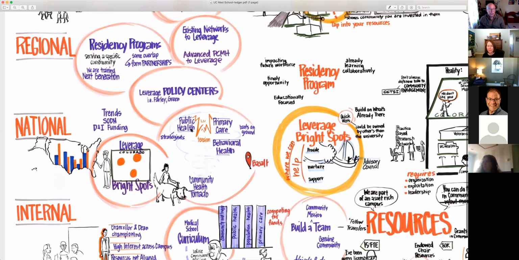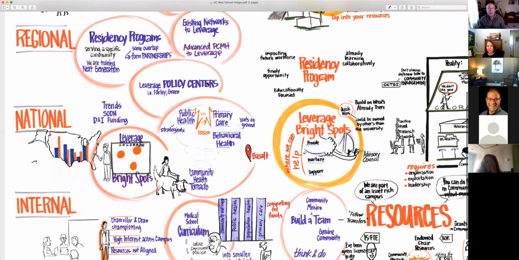There was this sense then, moving to the national level, of how do we leverage our partners and policy centers. The Farley Center and the Larry Green Center both came up, and how we might be able to take advantage of what became talked about as bright spots in Colorado. So places where there are developing or already well-developed community and primary care partnerships that we could shine a light on, put some wind in their sails, and show people around the country what's going on and use those as examples.